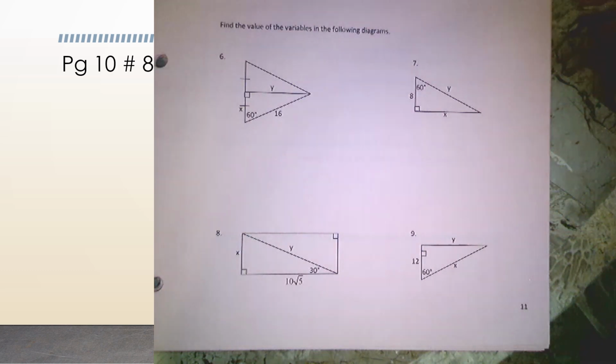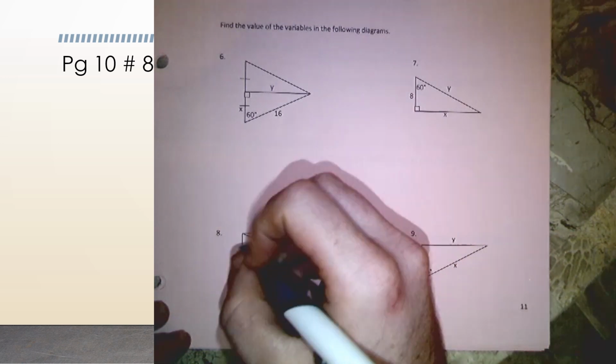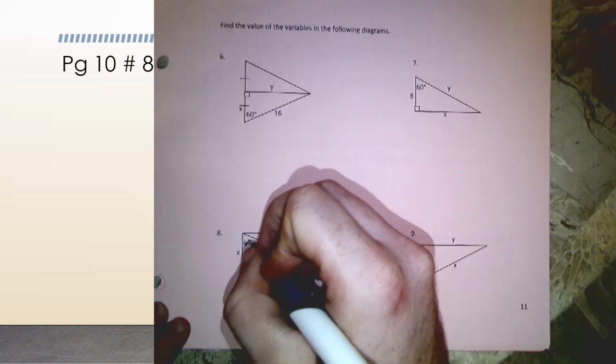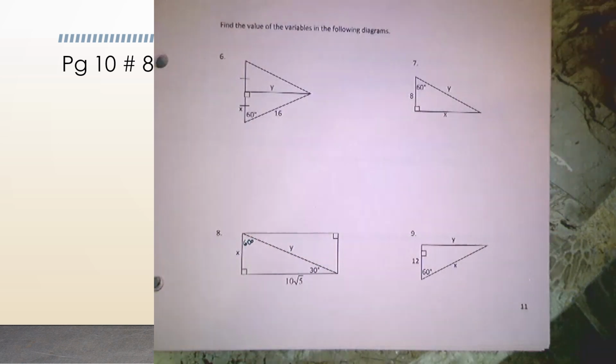All right, so the last problem I'm going to do with you before I have you do your exit tickets is page 11, number 8. In this one, you're trying to find the missing variables. If you notice, you have a 90, a 30, so that makes this degree 60. So I'm dealing with two 30-60-90 triangles.